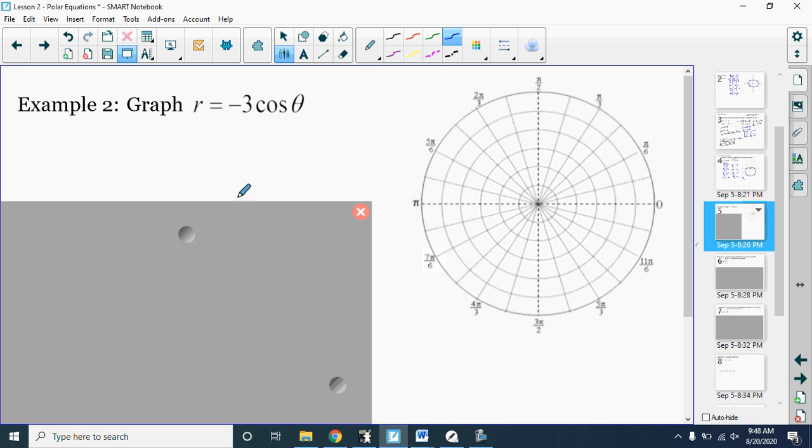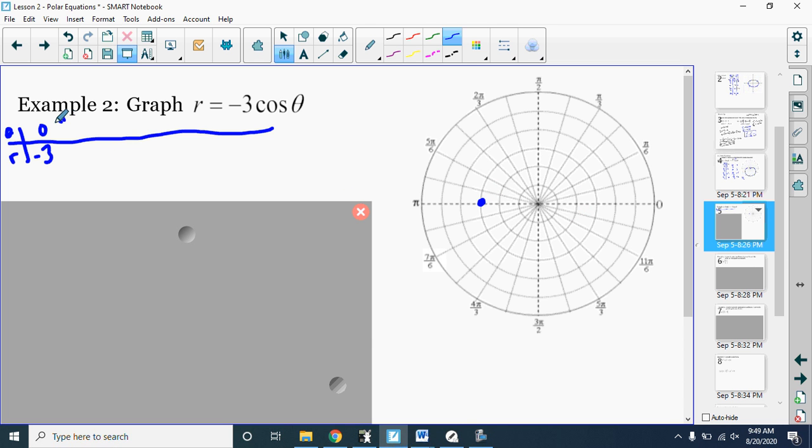Example 2, r equals -3 cosine theta. Plugging in 0. Cosine of 0 is 1. So we get a radius of -3. So if I have a radius that's negative, so my angle is 0, a radius of 3 would be here. A radius of -3 is going to be over here.